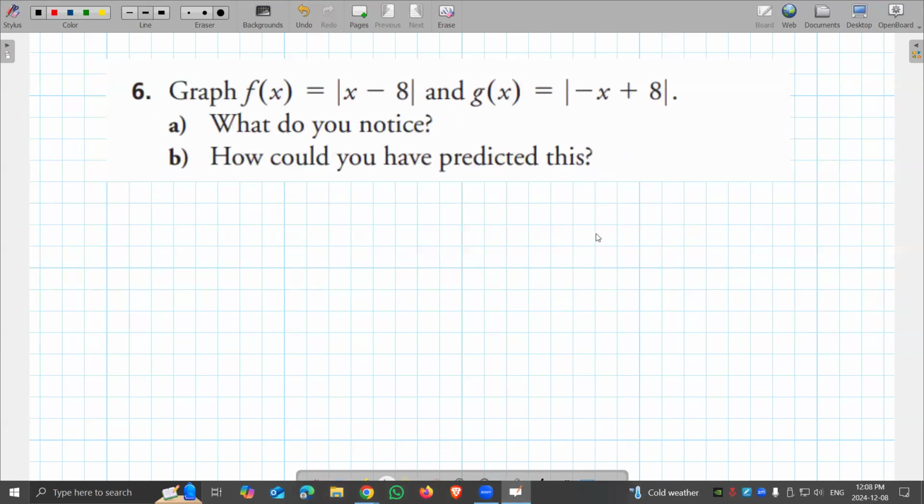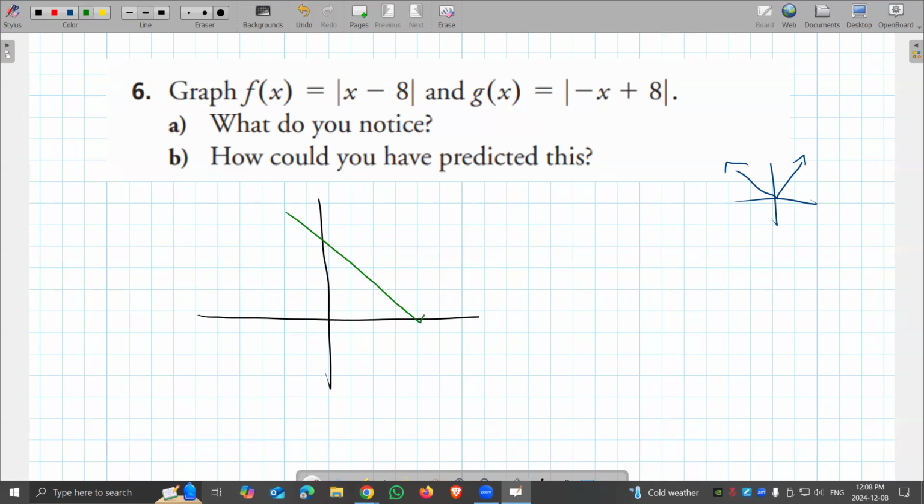So graph this function and graph g of x. And it says, what do you notice? Okay, so remember your transformations. The minus 8, does it move it to the left or to the right? Or up or down? To the right. Yeah, to the right. So your parent function, the absolute value function, looks like this. Now we're just shifting it 8 units to the right, so it would end up looking something like this.